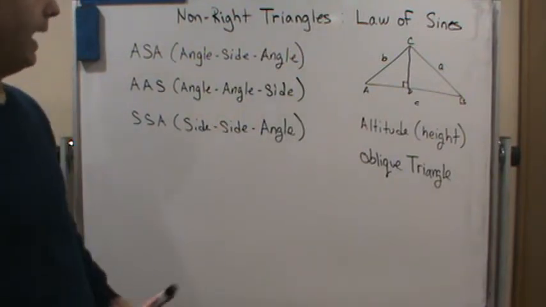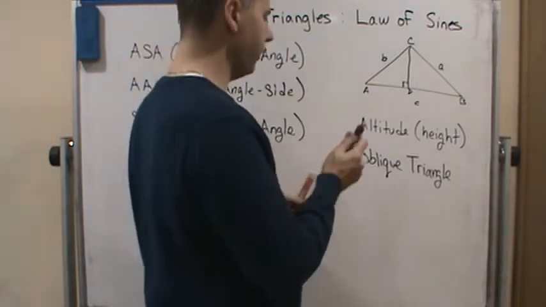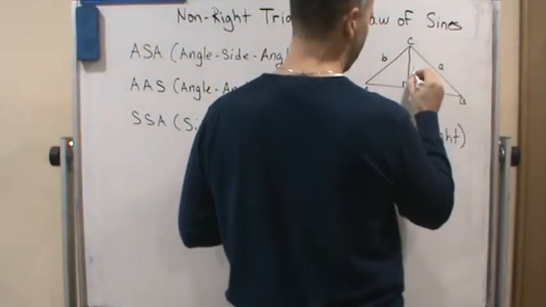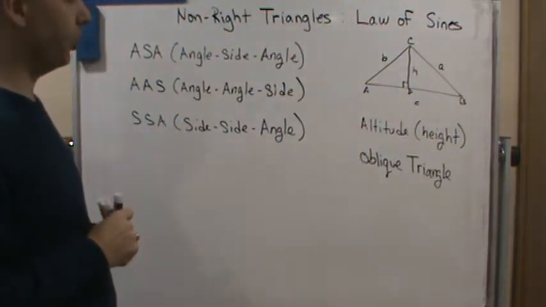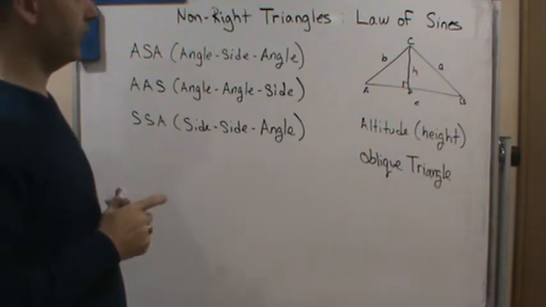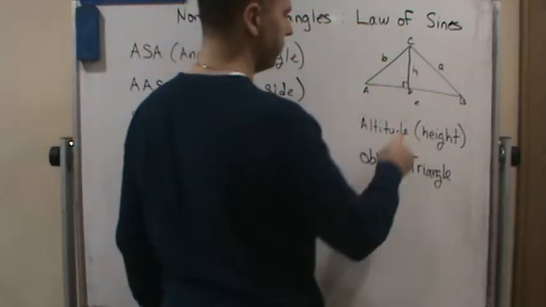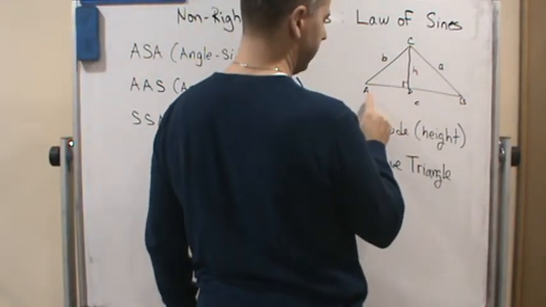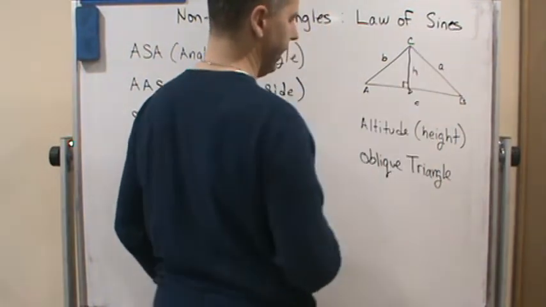Now, how do we derive the law of sines? Let's consider the altitude. We'll call this h. Let's also consider the lengths of the two right triangles. So with h, we have angles A, B, and C, and sides c, a, and b.